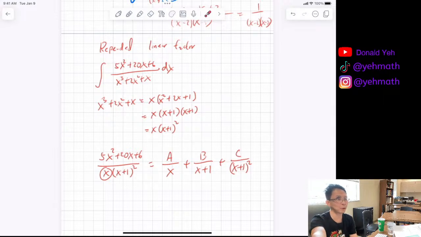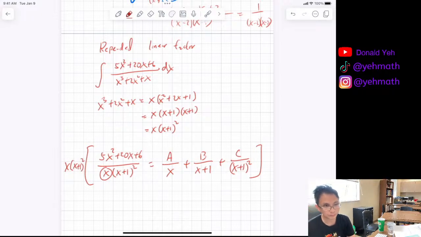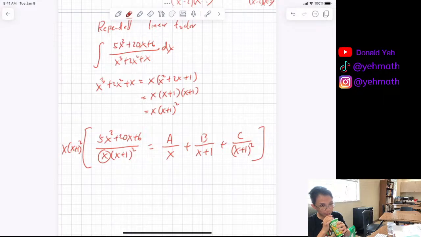Now, it doesn't matter in which order, because A, B, C will readjust themselves at the end. It doesn't matter, but I just like to put x, x plus 1, x plus 1 squared. That organizes everything together. Now, can you write this as basic equations, which is what we're going to do? Multiply both sides by what? X times x plus 1 squared? Good. Then what do I have left? I'll let you write out that part.